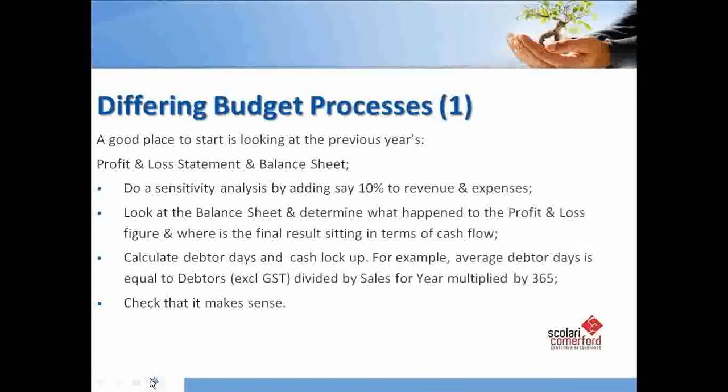You need to look at the balance sheet and determine what happened to the profit and loss, and understand, if you're going to add 10%, where the final result is sitting in terms of cash flow. You would need to actually calculate debtor days and cash lockup, and there's a simple formula for that which we've listed. It's usually the average debtors, excluding GST, divided by sales for the year, excluding GST, multiplied by 365, and then just check that it all makes sense.